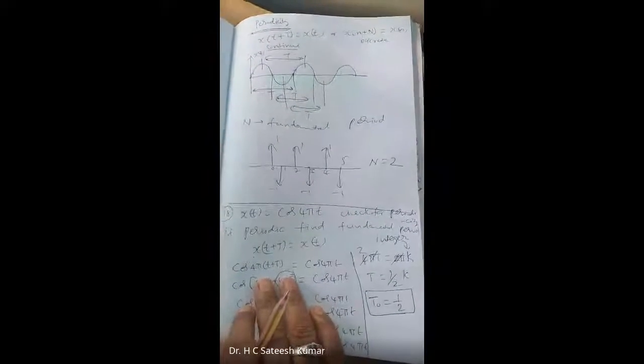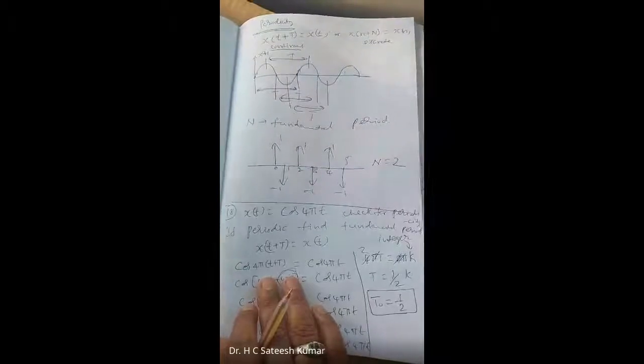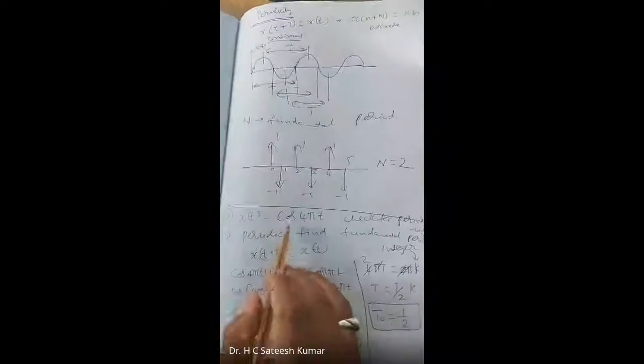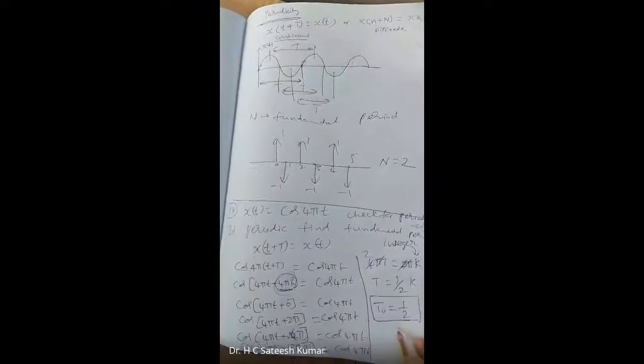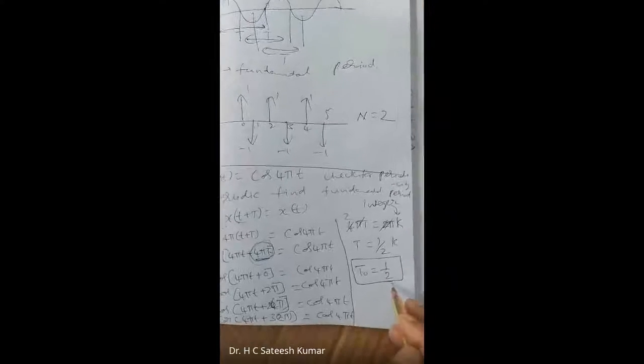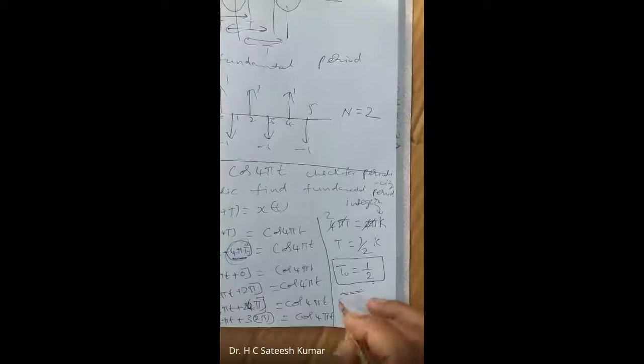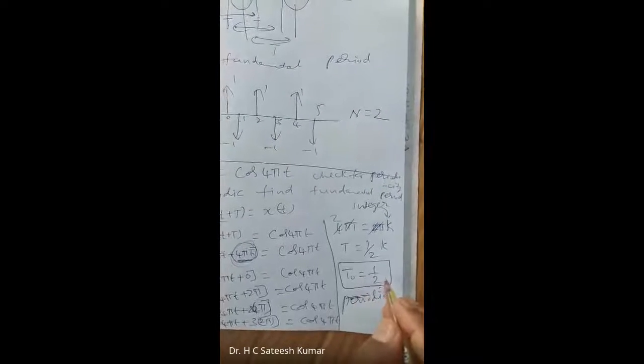You no need to check it. Just find out the fundamental. Since it is periodic, we got the period as T naught is equal to 1 by 2. That is the fundamental period, and it is periodic. You should write it: fundamental period is 1 by 2.